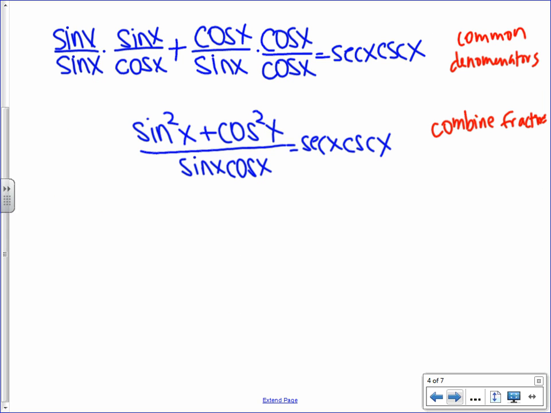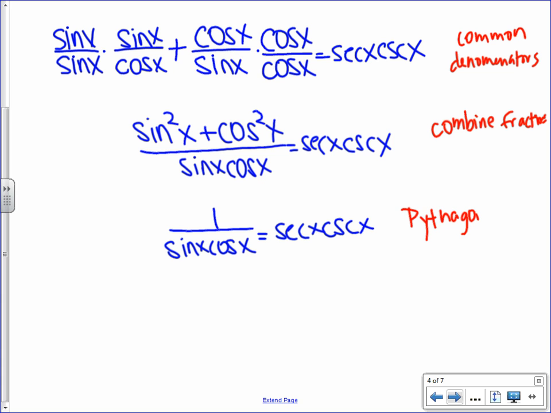Does anybody see something kind of nice? What do you see, Sean? Top, we can make it a 1. Ah, sine squared plus cosine squared is 1. Okay. That is a Pythagorean identity. Okay. It should be something that you look for often. Sine squared plus cosine squared. It's going to pop up all over the place. All right, we're almost there.